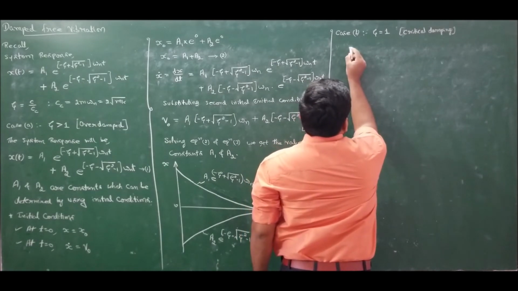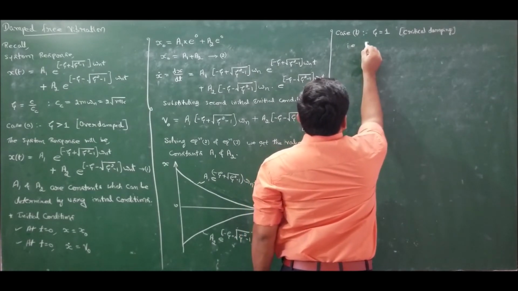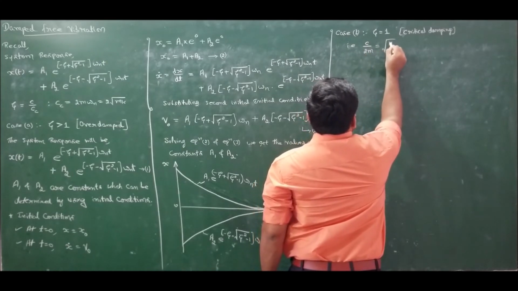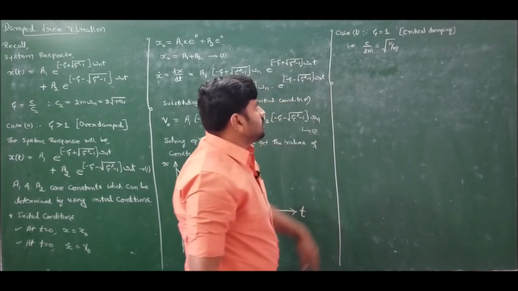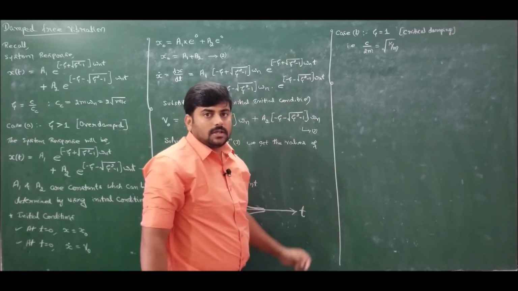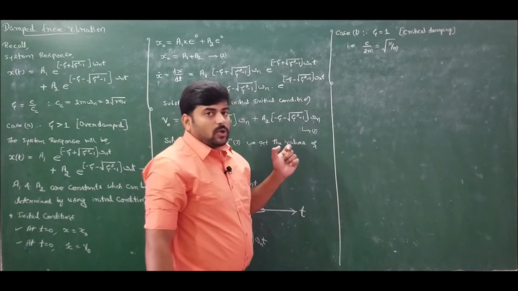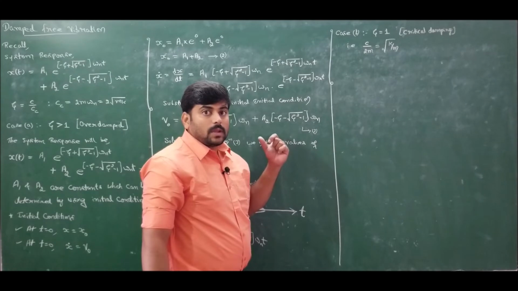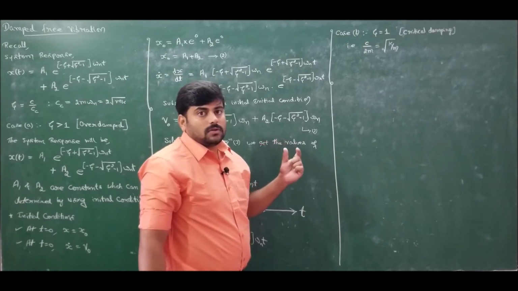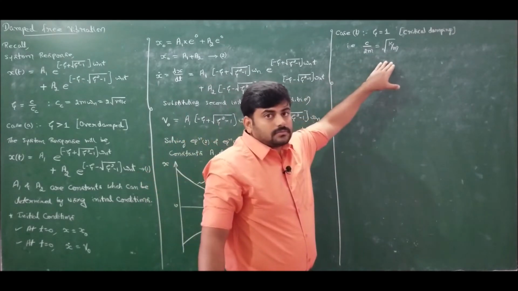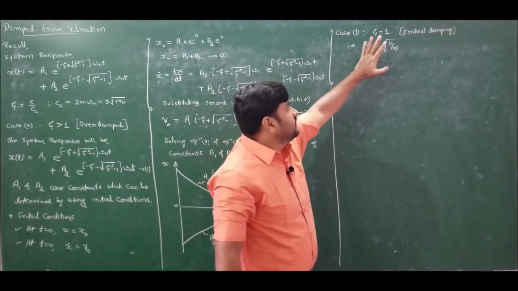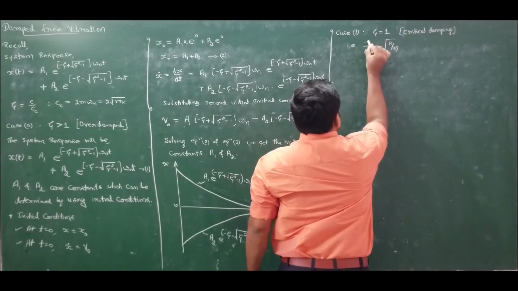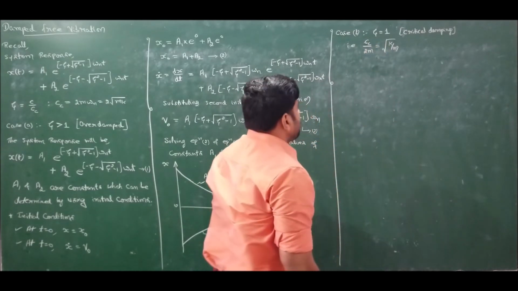So for critical damping, what is the condition? That is C by 2m should be equal to root of K by m. This I have explained in our previous lecture itself. That is, the critical damping coefficient is the value of damping coefficient for which the term under the root of the quadratic equation must be equal to 0, from which we will get this condition. Correct? So if this condition is satisfied, C will become Cc. Clear? So this will become Cc, critical damping coefficient.